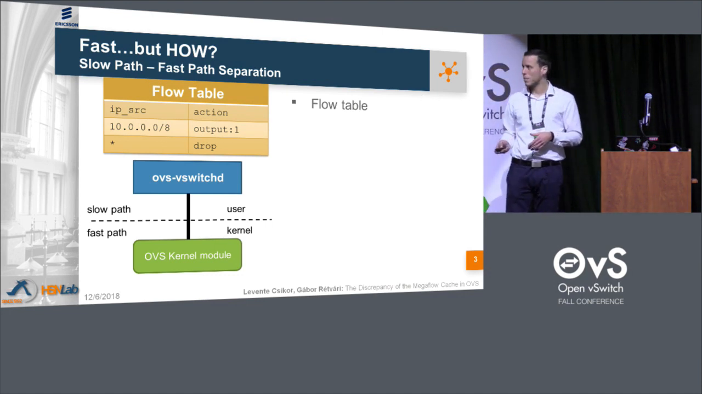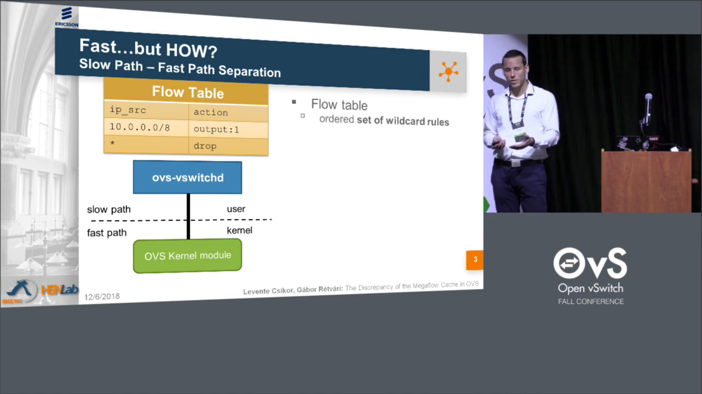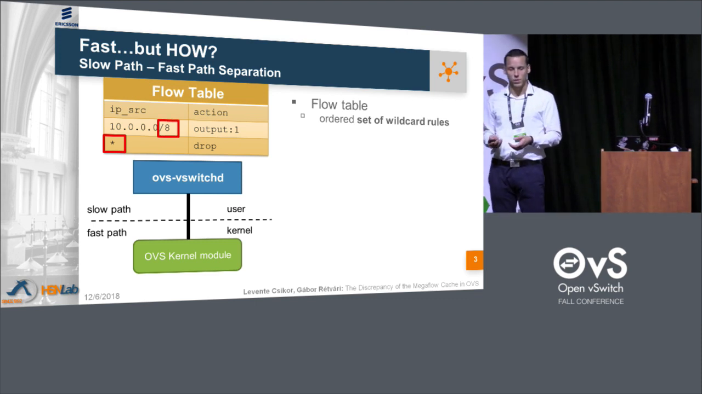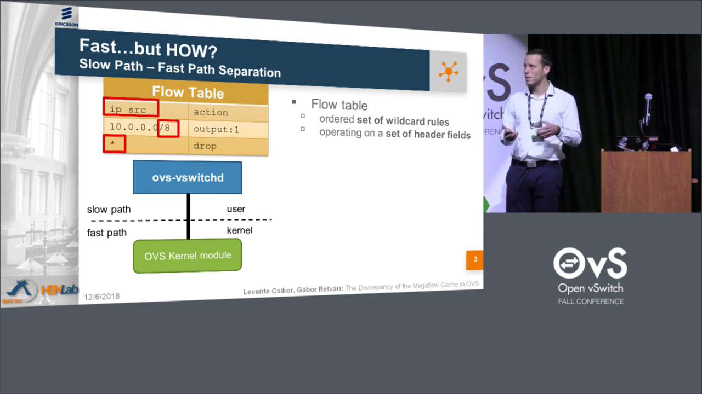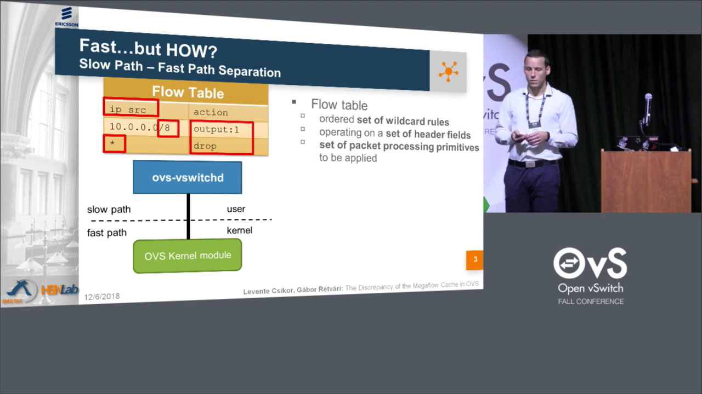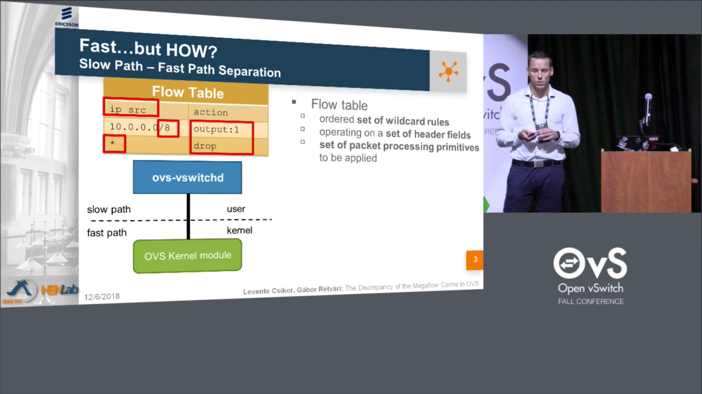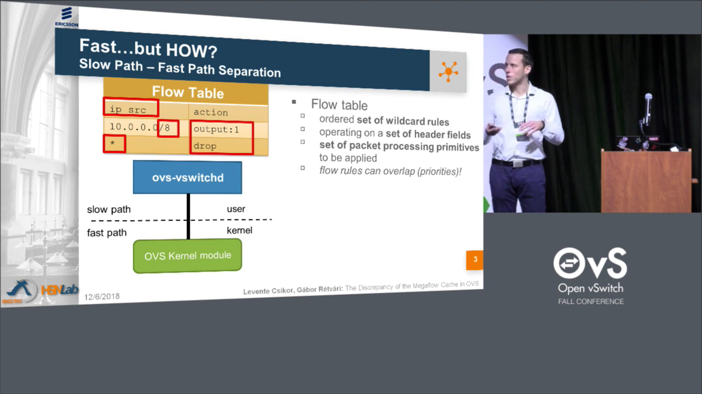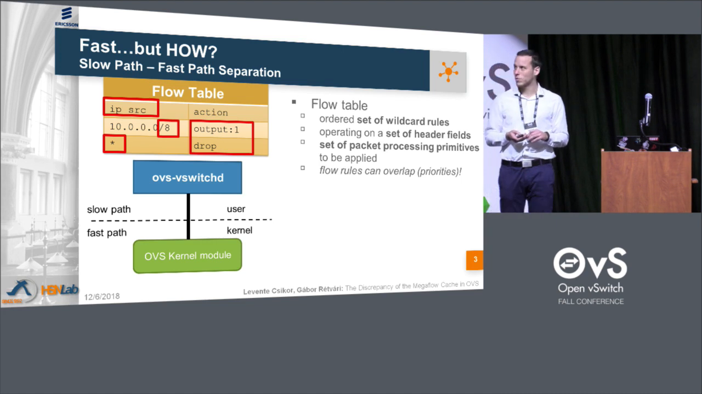If we have a flow table here with a simple flow rule, the flow table actually looks like an ordered set of wildcard rules, as you can see. So we can wildcard some bits if we want to match on some specific headers. It also contains a set of headers that we can filter on, and a set of packet processing primitives. So this is how the flow table looks, and it is managed by the OVS vswitchd daemon in user space. And of course, in user space, these flow rules can overlap. So there are priorities, if the first rule has higher priority than the last rule, or you can also define priorities on your own.